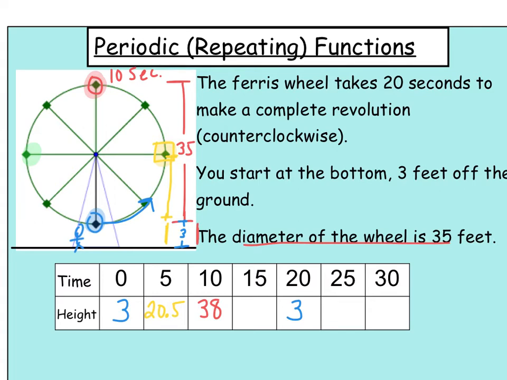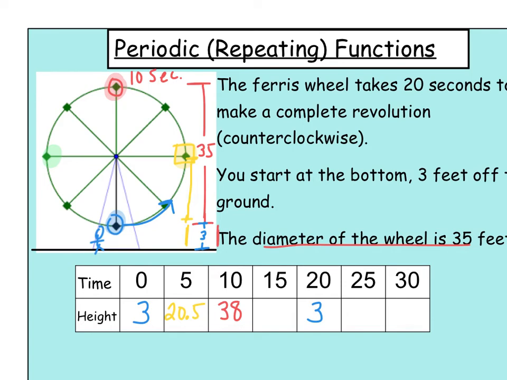Okay, then when we get over to 15 seconds over here, you would be back down to that same height that you were at 5 seconds. And then again at 20 seconds you're back at the bottom. And then here's where this starts to repeat. At 25 seconds, you'll be back up here again, so you'll be at a height of 20.5. And then at 30 seconds, you'll be back up at the top again, 38 feet high.